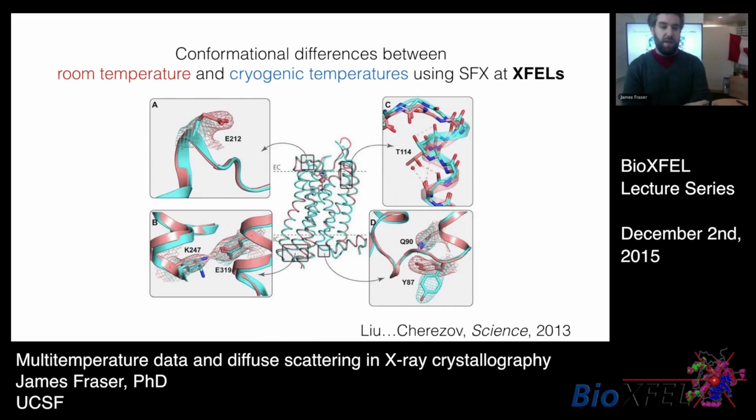Importantly, for this audience, the types of conformational differences that I've shown you today are not strictly confined to synchrotron room temperature data sets. In fact, there are important differences emerging between cryocooled structures determined at synchrotrons and room temperature structures determined at XFELs. Here I'm showing some examples from Vadim Cherezov's group, published in Science 2 years ago, where we can see changes in hydrogen bonding patterns, the register of an alpha helix, and other subtle conformational changes for a GPCR, with the cryocooled synchrotron structure in blue and the room temperature structure in yellow.